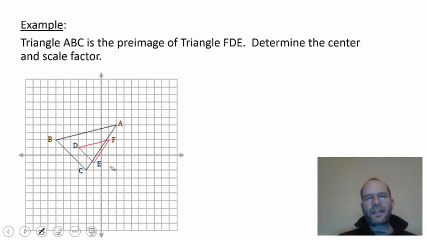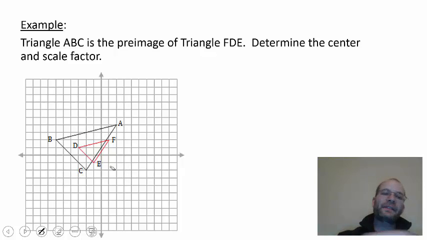In this one, the preimage and the image are both in the diagram already. They've already been given to us. This just tests our understanding of how these things work. It says triangle ABC is the preimage of triangle FDE. Determine the center and scale factor. The easiest thing to do is begin to identify the rays that contain the images and the preimages.